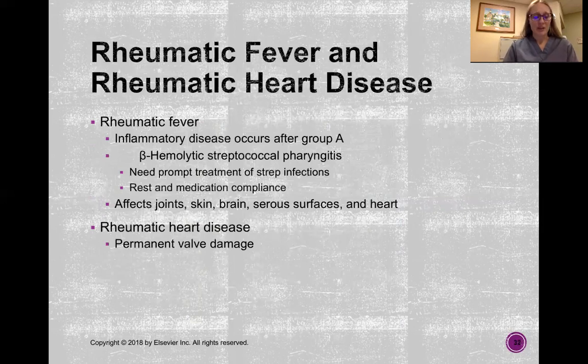Rheumatic fever and rheumatic heart disease are caused by a group A strep. And this is a common bacteria that causes strep throat. And that's the beta hemolytic streptococcal pharyngitis. So there's your strep throat. And this is why it's so important that we seek and obtain quick treatment for strep throat, is to prevent this.